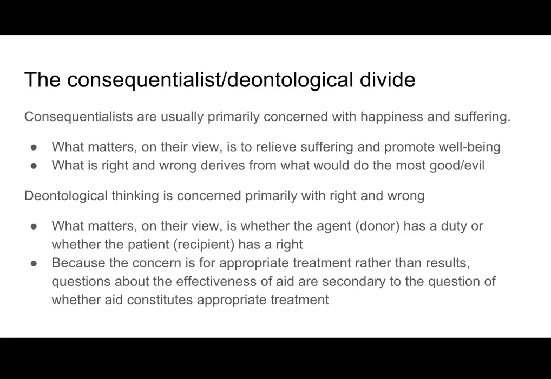Deontological thinking, on the other hand, is concerned primarily with right and wrong. What matters on their view is whether the agent, in the context of global justice, that would be a donor, has a duty, or whether a patient, in the global context this would be the recipient, has a right. Because the concern is for appropriate treatment rather than results, questions about the effectiveness of things like aid or intervention are secondary to the question of whether aid or intervention constitutes appropriate treatment. The question is how should we treat people? And there's a right and a wrong way to treat people, and if we have treated somebody in the past in a certain way, then that requires certain things of us today, and so on and so forth.